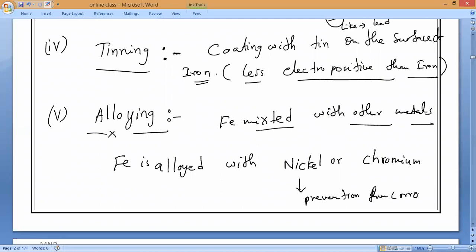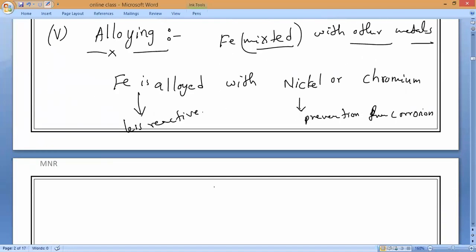Why? What is happening when iron is in an alloying state, when it is mixed with other metals? It is very less reactive. Do you understand, everybody? When iron is present alone, it is more reactive. But when it is mixed with other metals, it behaves like a less reactive metal. That is what prevents corrosion. So these are the methods by which we can prevent corrosion.